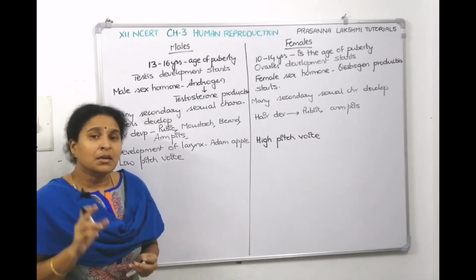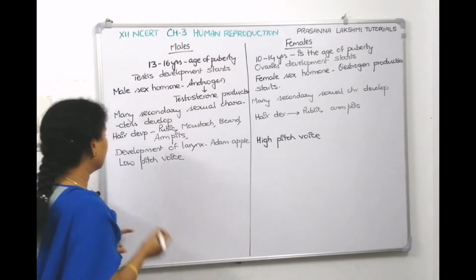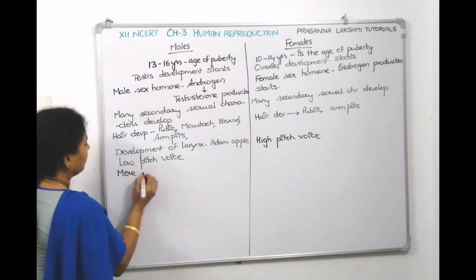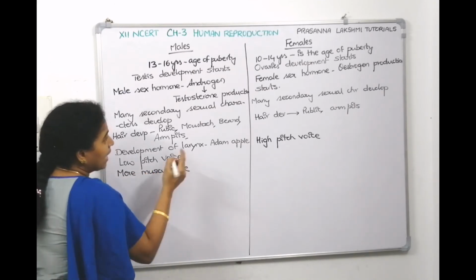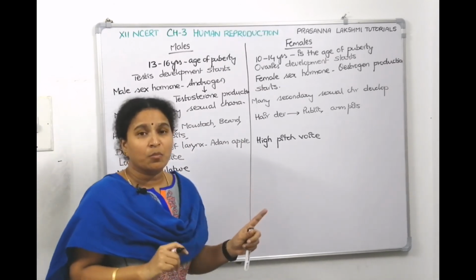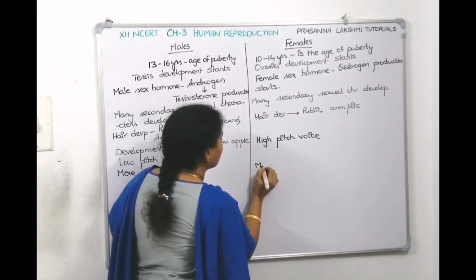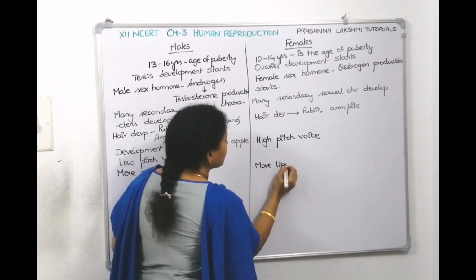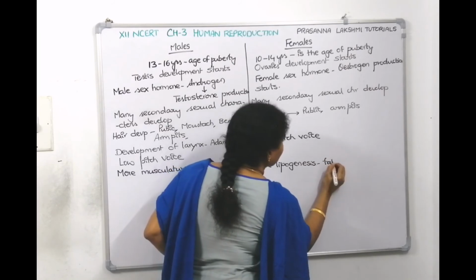And then in males, muscular development. This testosterone helps in more muscular development. Whereas estrogen and progesterone hormones help in more fat deposition. It helps in more lipogenesis. Lipogenesis means fat deposition.